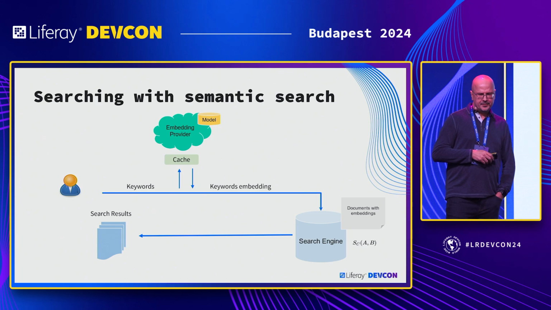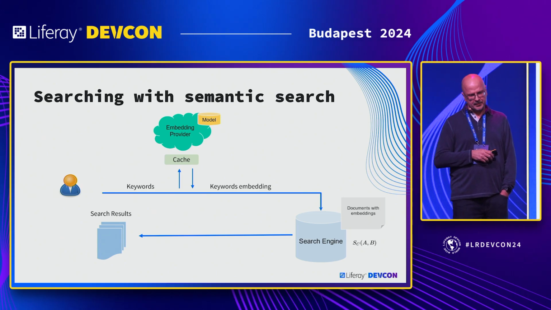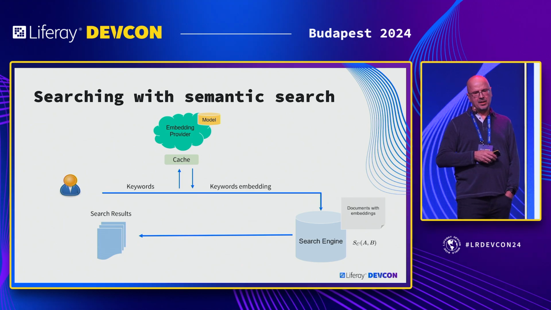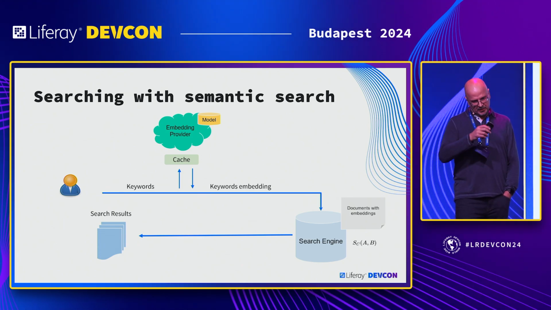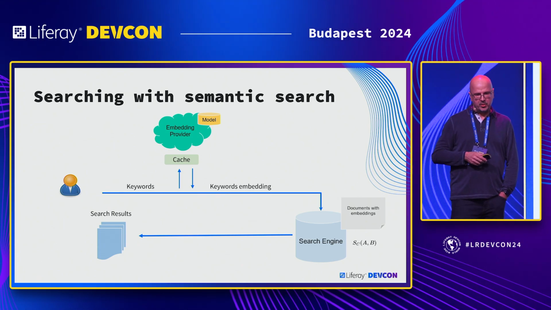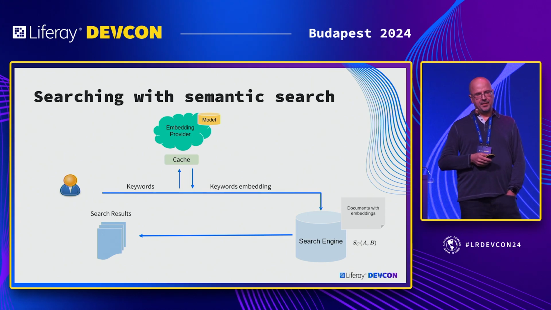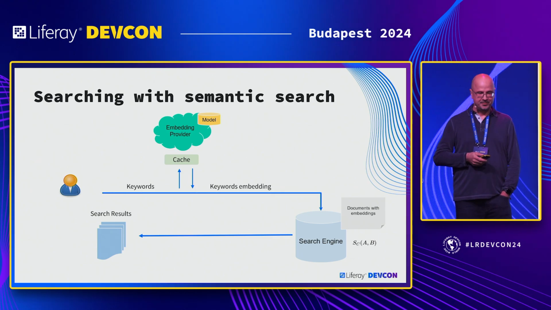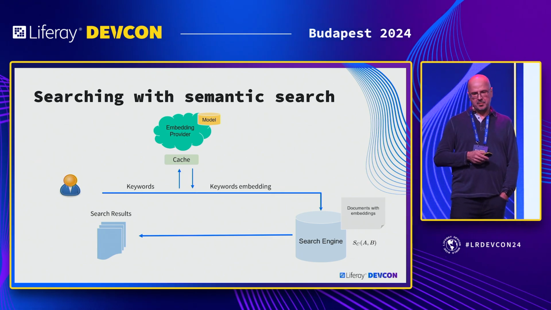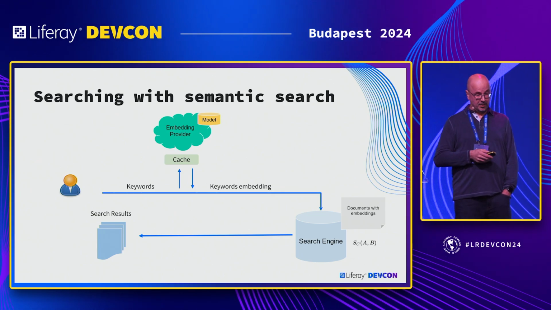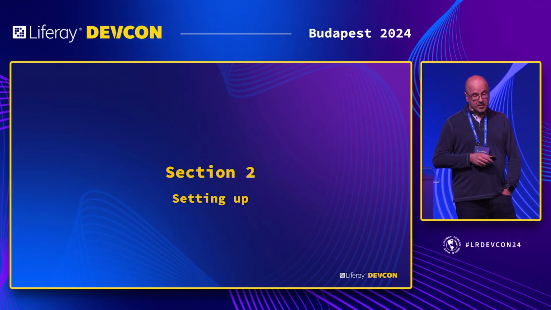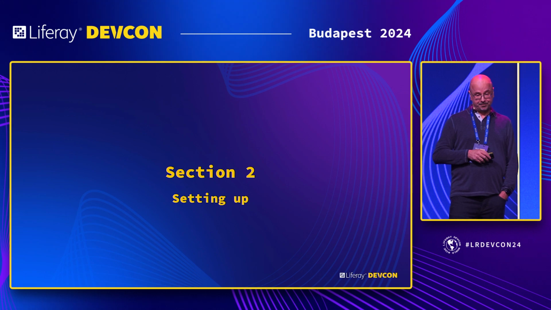When searching, we do the same with keywords. When I hit enter on the search bar, we again call the embedding provider. The model does the transformation to an embedding, and then the search engine tries to find the best matching document embedding to our keyword embedding, and sends the search results back. That's it for the theory, and let's move to setting up.